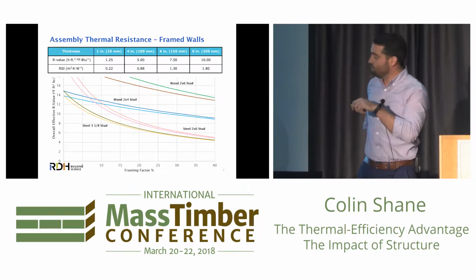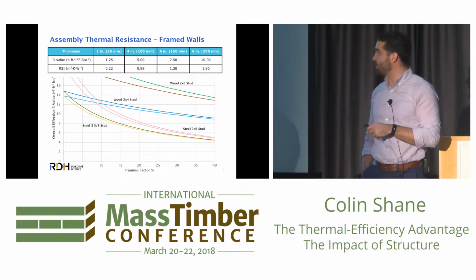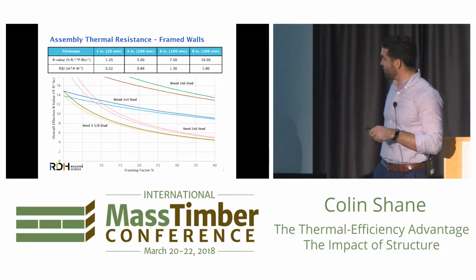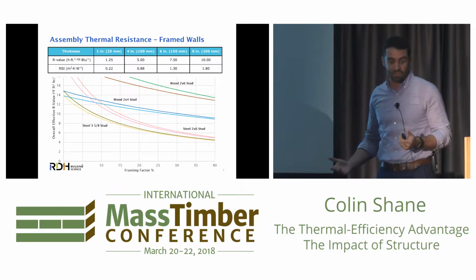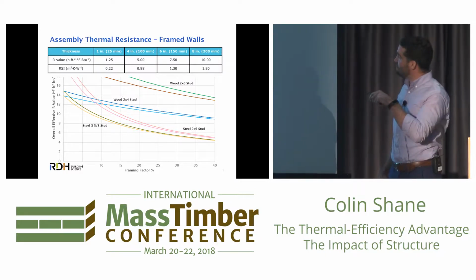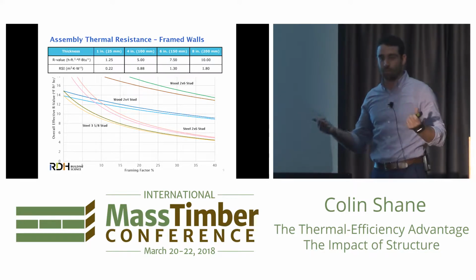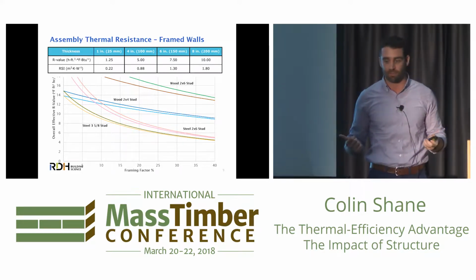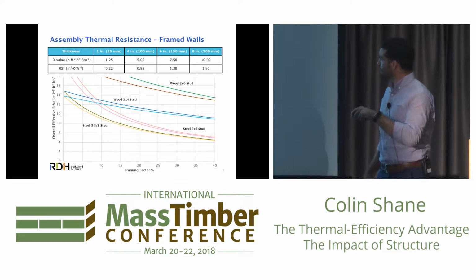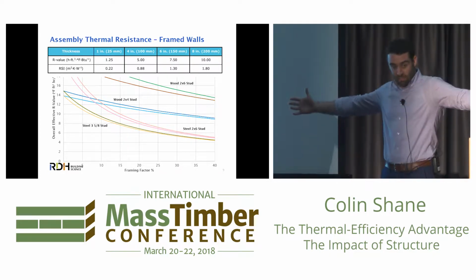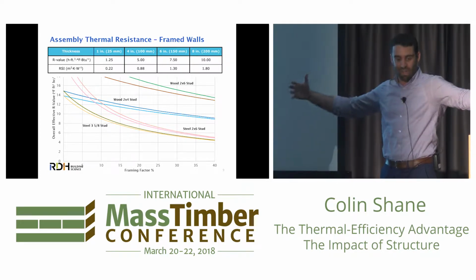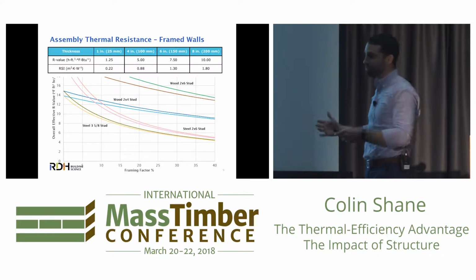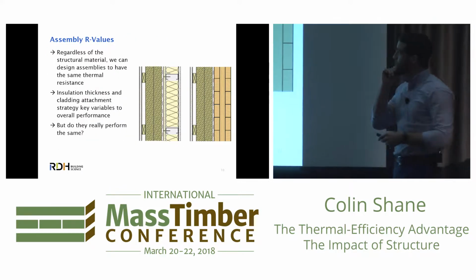CLT, or other mass timber panels that are continuous, have a framing factor of 100% and are actually reasonably good insulators. A 6-inch piece of CLT gets us about R7.5. Round numbers, wood is about R1 per inch, as we talked about in the last slide. So even when we have continuous sheets of wood, there's actually a lot of inherent insulation in there that helps us from an overall assembly perspective.